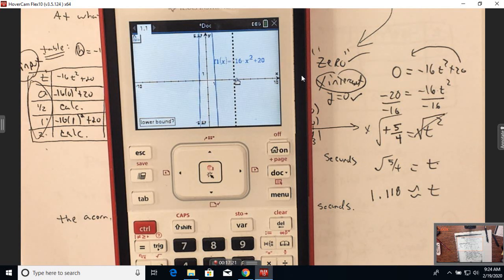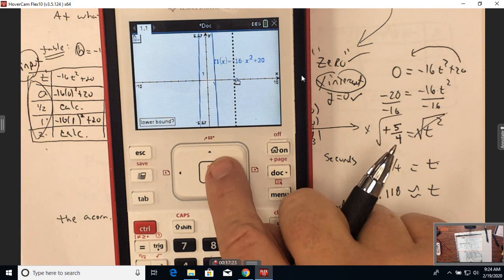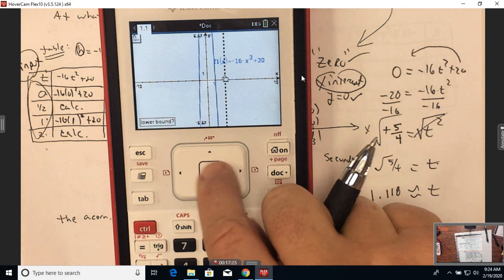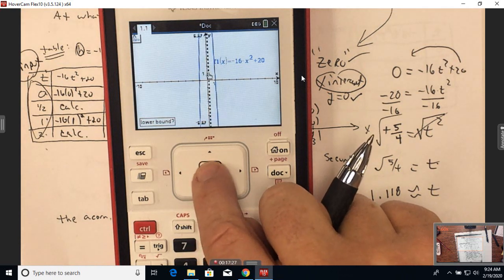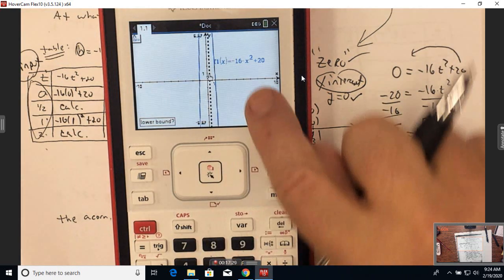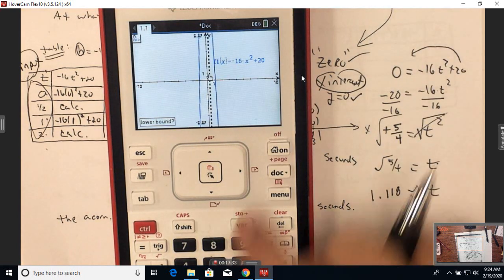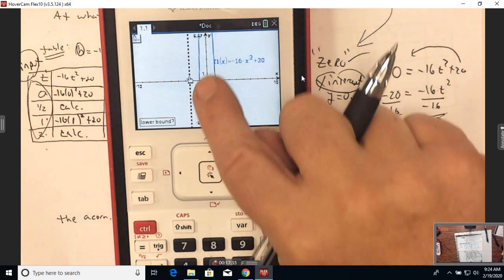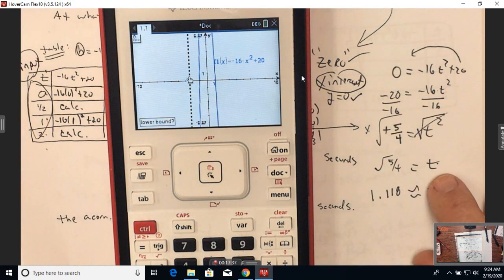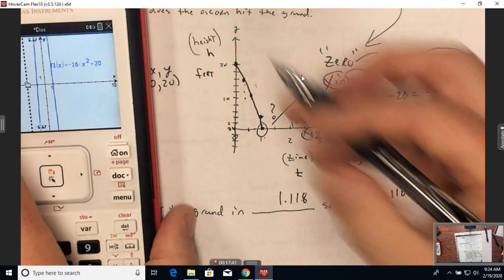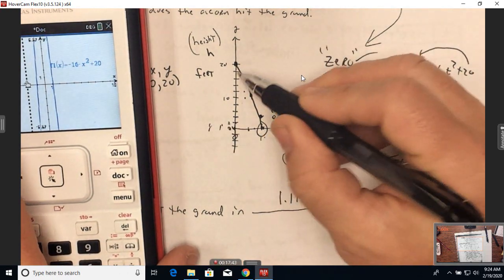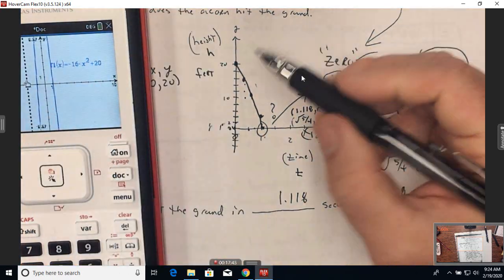Now once I hit 0 of that function, I've got this little line. I need to move this little line to one side, and I usually always take it to the left of where I think the 0 is. And I wouldn't take it over here. Why don't I take it over here? Because negatives don't make sense in this problem. Where did the acorn drop? Not in negative time. The negative parts of this graph don't make sense.